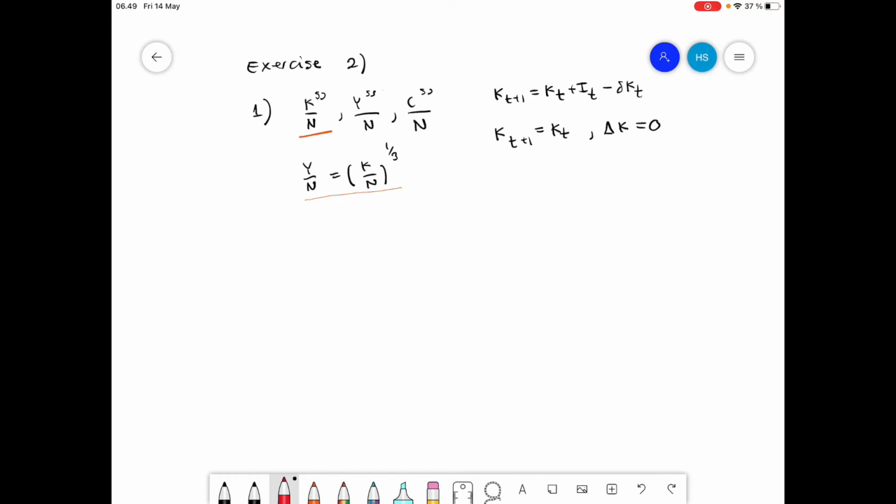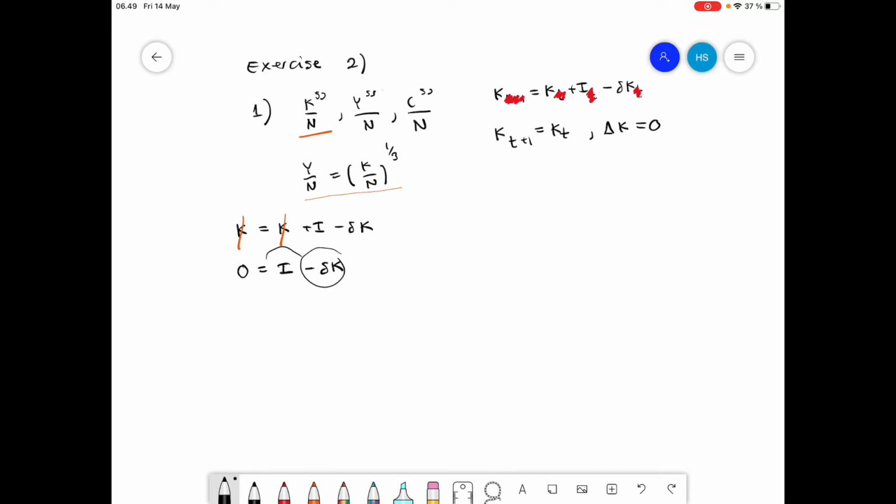And we also drop the time subscripts. Why? Because the timing doesn't matter. The capital stock is the same in period t as in period t plus 1. Therefore, we do not want to distinguish between the time. So we do not care about the timing when we're in steady state. Therefore, we have that k should be equal to k plus investments minus depreciation of capital. K cancels out, and we get that 0 should be equal to investments minus depreciation of capital.